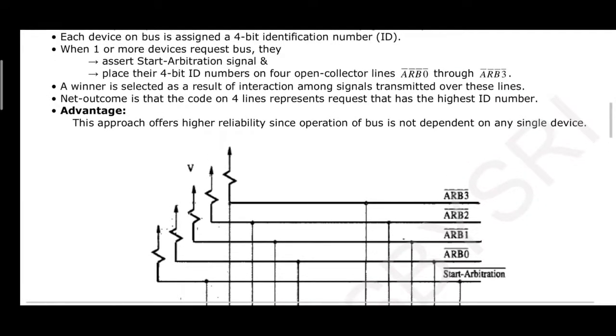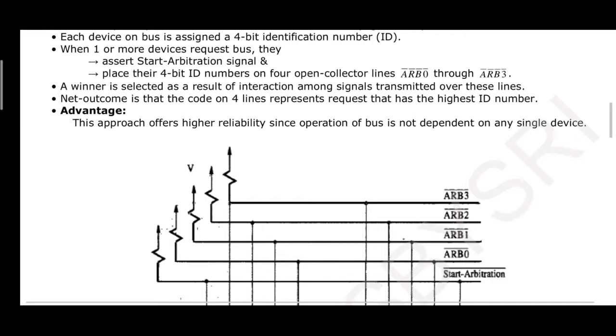A winner is selected as a result of interaction among the signals transmitted over these lines. The meaning is, once the ID on the open collector line and the device ID match, that device is allotted the mastership. That's it. Very simple thing.